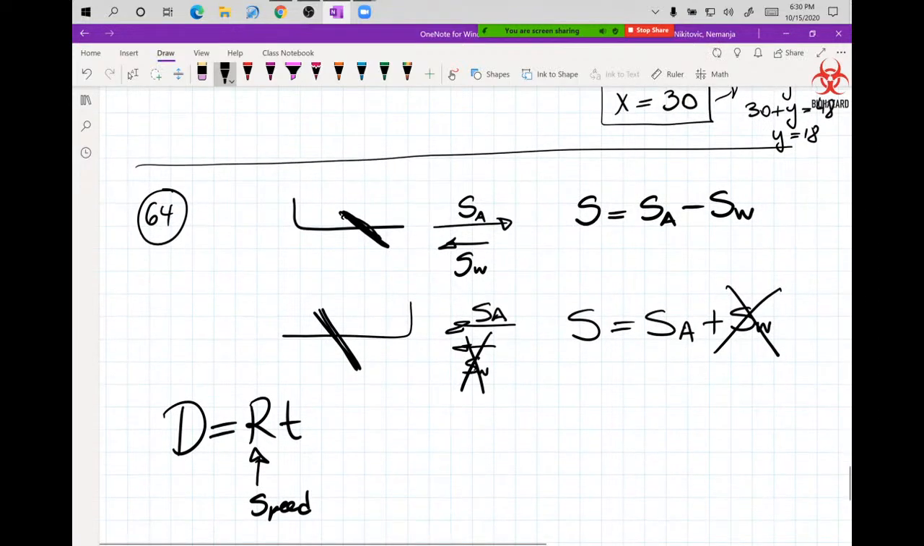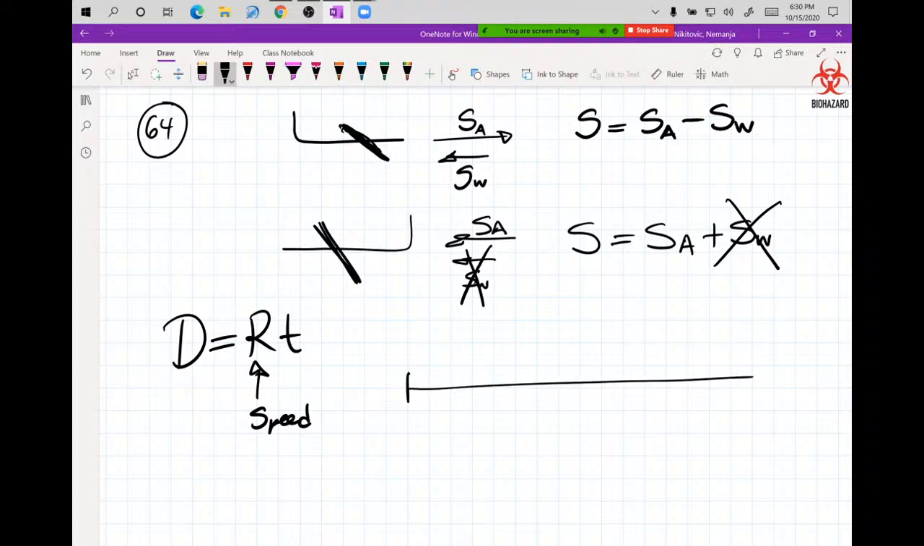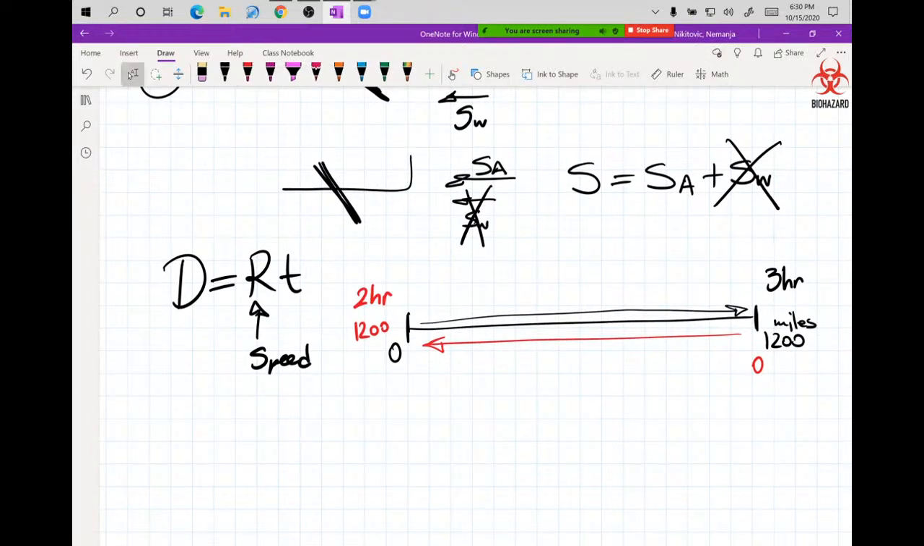We know the situation. We draw a diagram to help us with this. 0 to 1200 miles in 3 hours. That is when the plane is going this way. The plane going back is covering the same 1200, but in 2 hours, and there is no wind. So what are my equations?